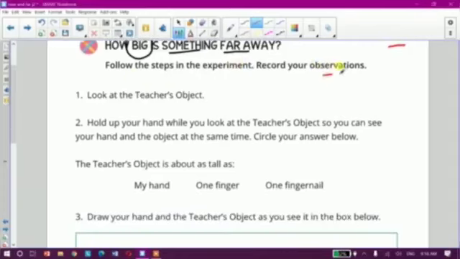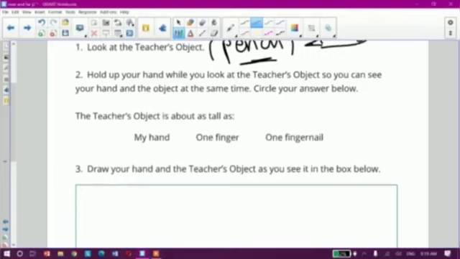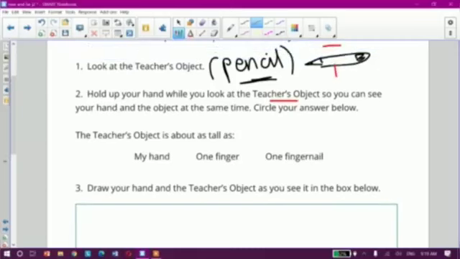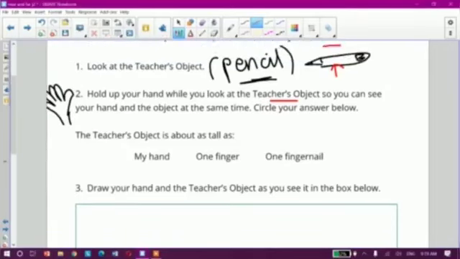Okay, I have an object, for example, your pencil. I will hold the pencil in my hand like this, and I will hold up my hand while you look at the teacher's object. So you will look at the pencil and raise your hand. Raise your hand. Okay, this is your hand, while you are looking at the pencil at the same time. And then I will circle or choose my answer.